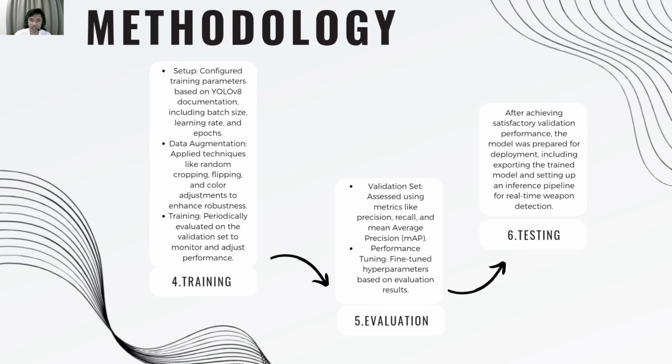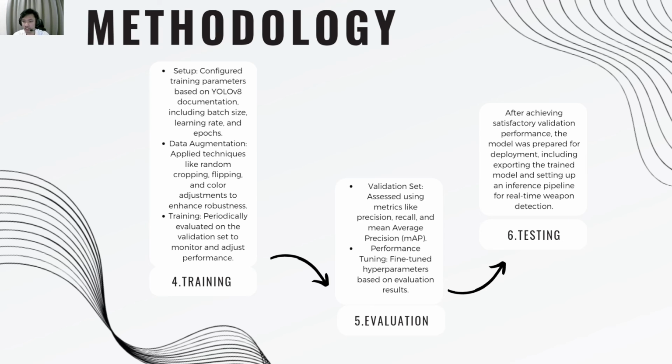The fourth is training. For training, there is a setup where I configure training parameters based on the YOLOv8 documentation, including batch size, learning rate, and epoch. And then we have data augmentation, where I apply techniques like random cropping, flipping, and color adjustment to enhance robustness. Last is training, which is periodically evaluated on the validation set to monitor and adjust performance.